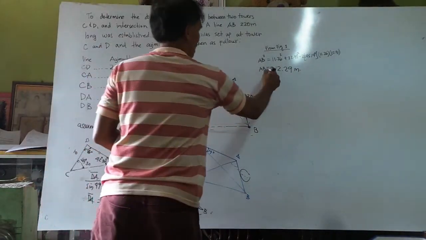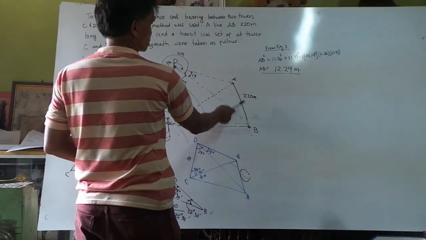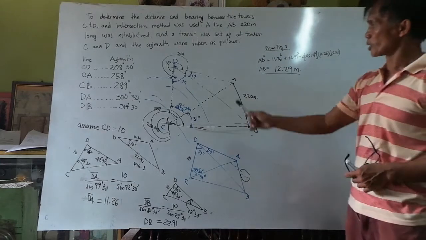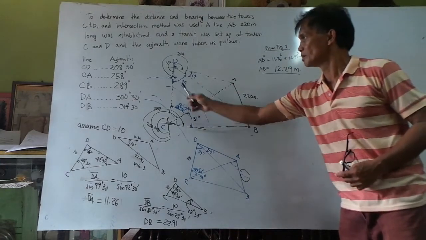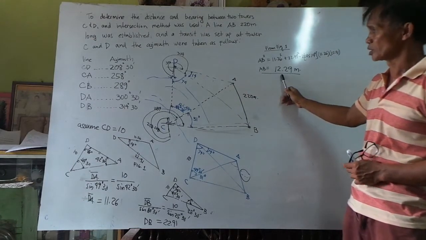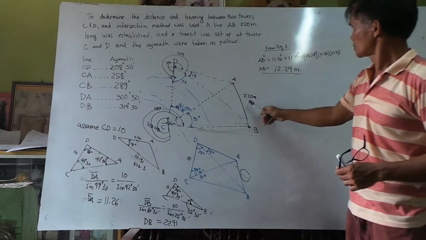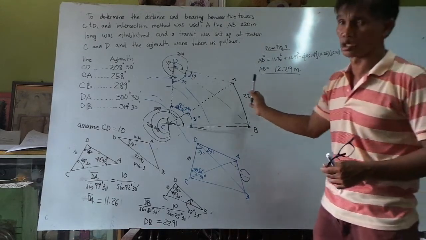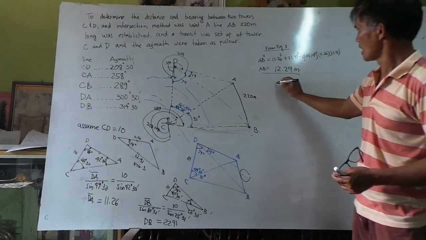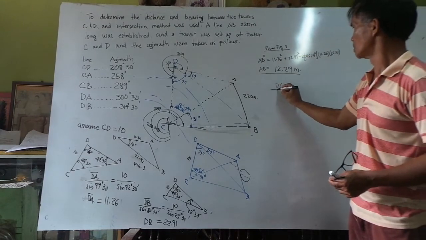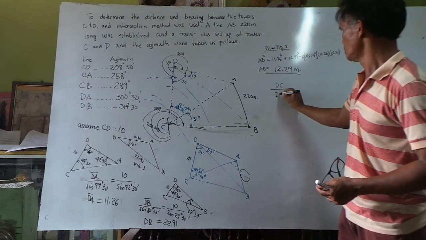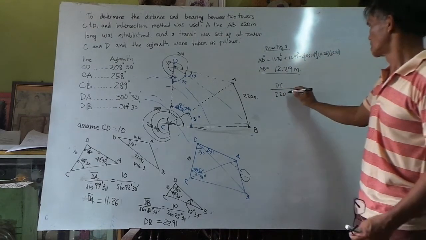So this is also proportionate with your AB. Because we are using the same interior angle, this length is proportionate with this length. Because these are proportionate with each other, we can do ratio and proportion. So because we want the value of BC, no? So you have line BC is to 220 meters.